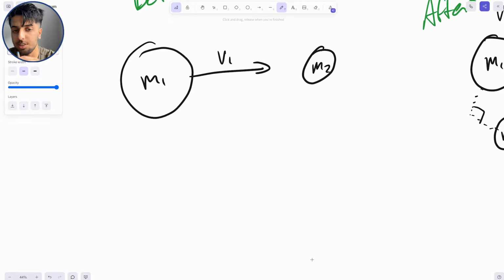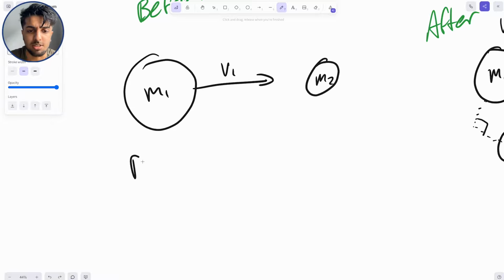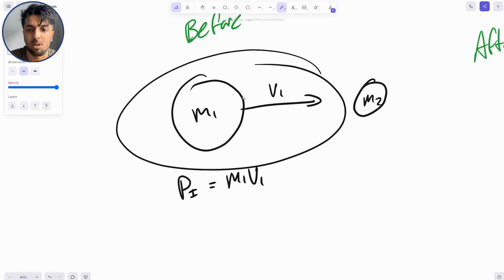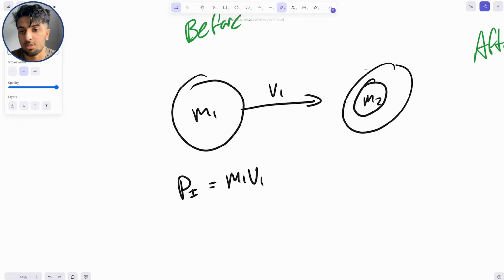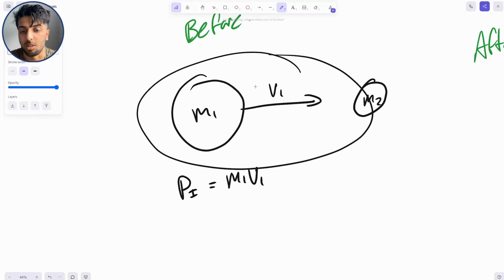So in order to solve this, we would first use our conservation of momentum, therefore the initial momentum is equal to the final momentum, and so P initial will be the total momentum of this system in the before state, and so we can say pi is equal to m1 v1. Again, because momentum is mass times velocity, and because m1 is the only object moving, m2 has 0 momentum, and so the total momentum is just the momentum of m1.